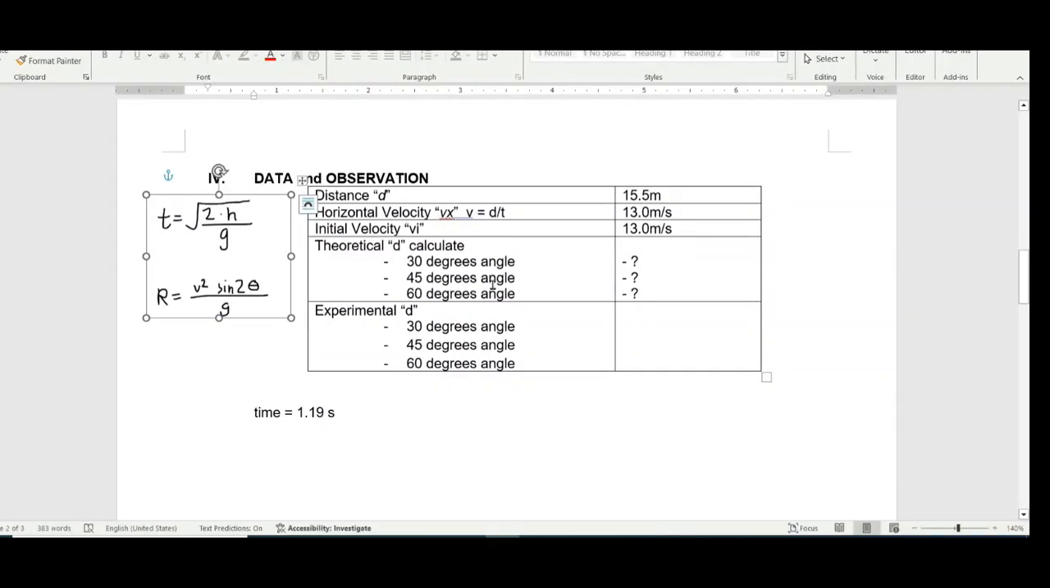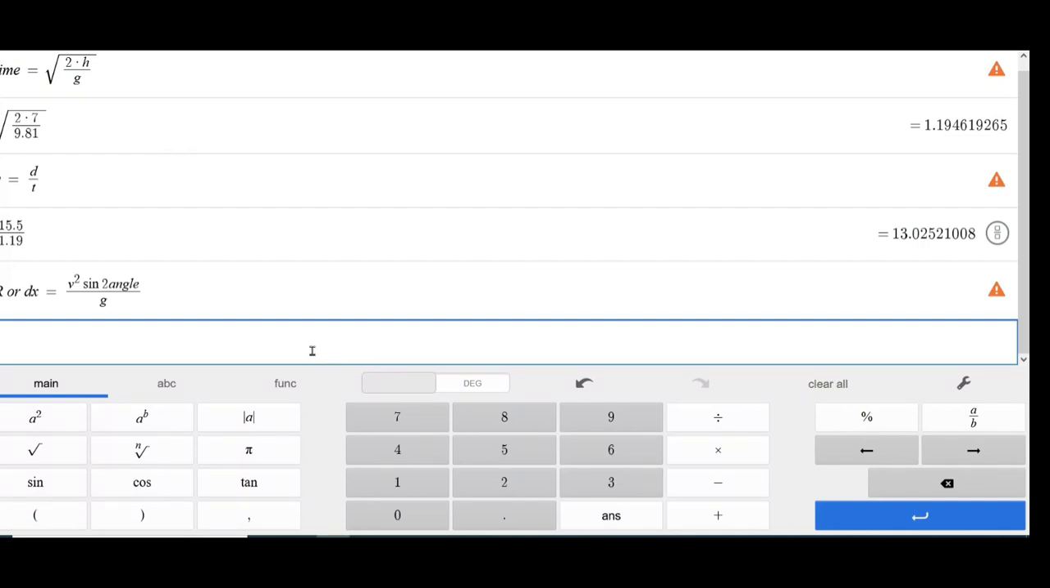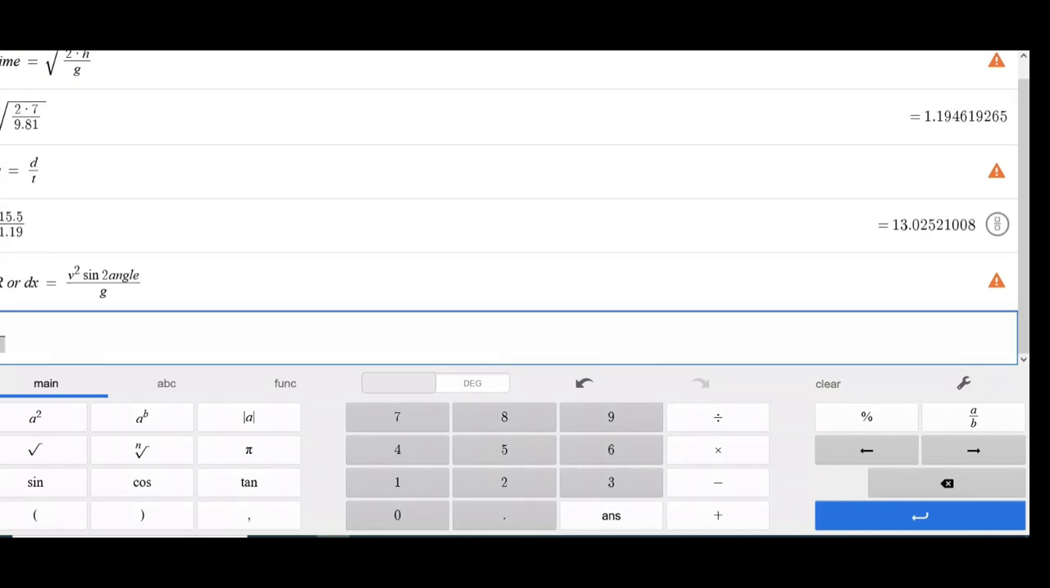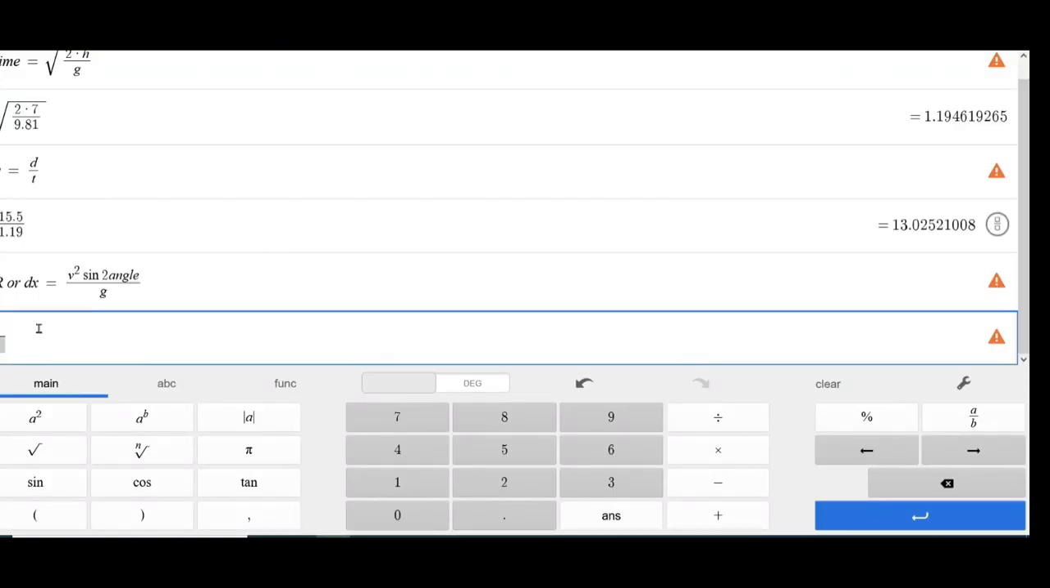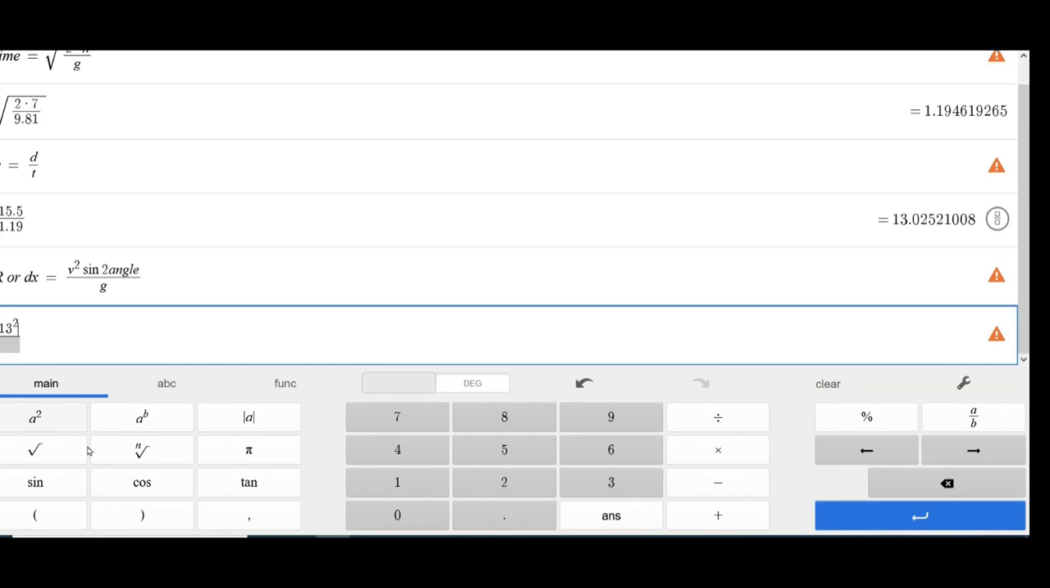So, when we want to find, for example, for 30 degrees, I will put velocity initial squared. So what's my velocity initial? It's 13 meters per second. This is my velocity initial. For you, it will be different, but for me it's 13 meters per second. I will square it. I will multiply it with sine 2 of the angle. So 2 times my angle is 30 degrees over gravity.